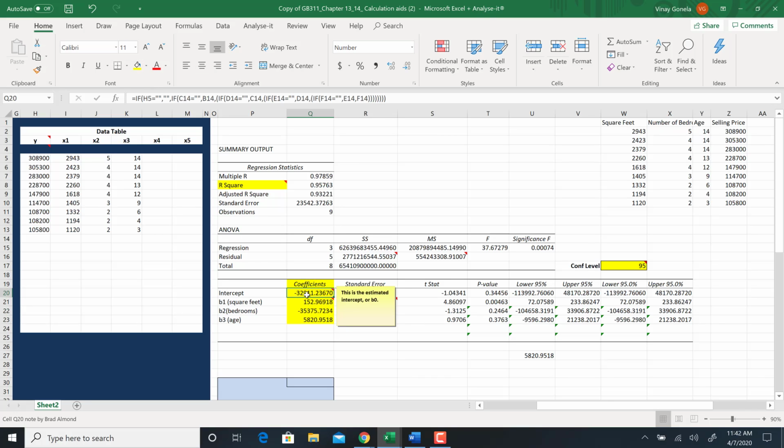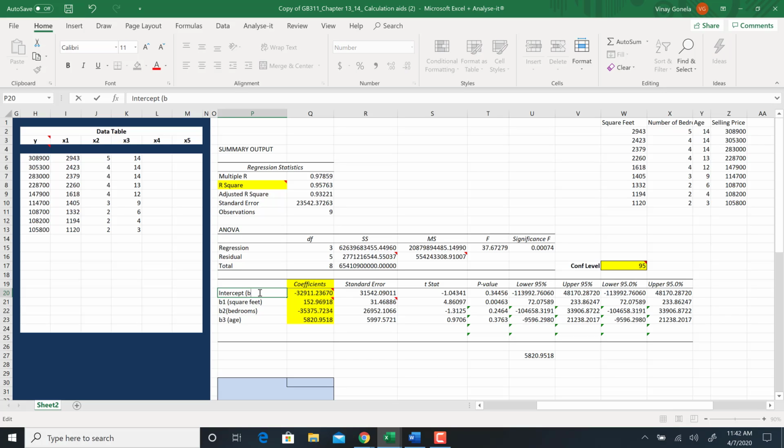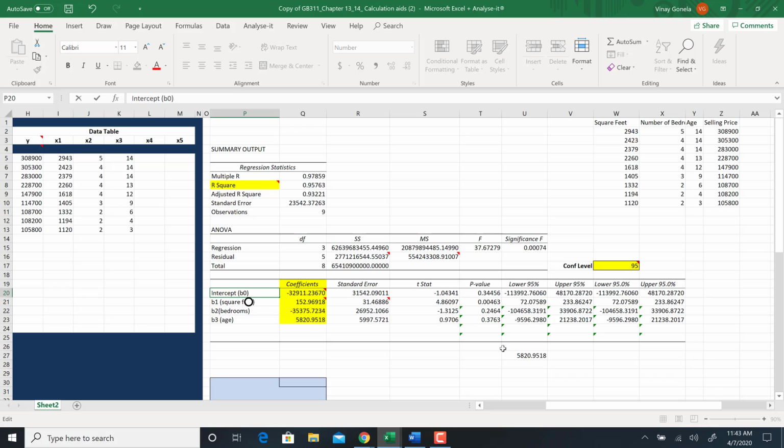So this is your intercept, which is beta naught. So this will be b naught or b0, and then b1, b2, and b3. So that's how you are going to do it. So how would your equation look?